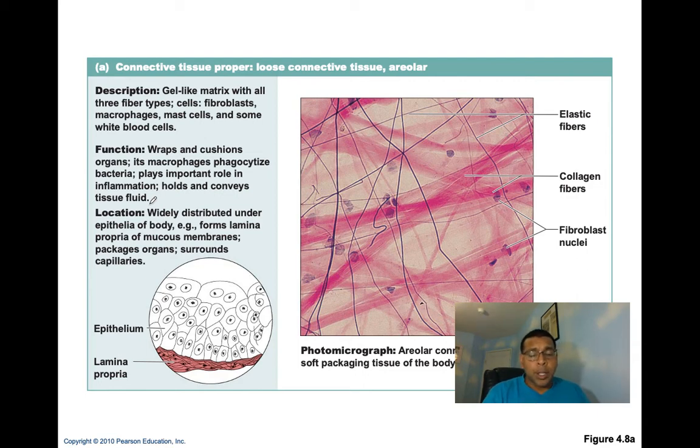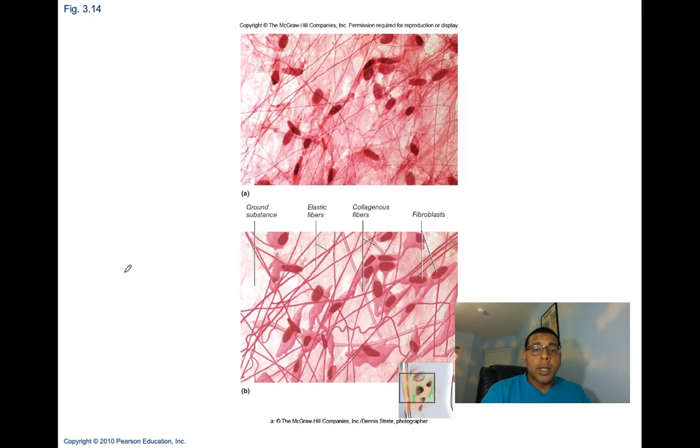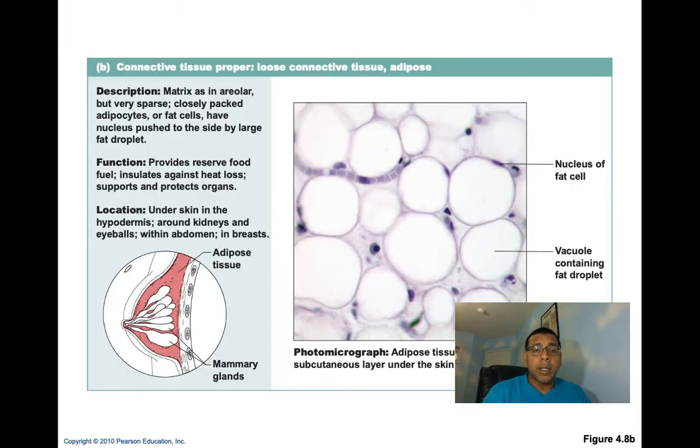Now, when we talk location, you'll see this type of tissue is going to be found widely distributed under the epithelia of our body. For example, it forms the lamina propria of our mucous membranes. It's also going to, as we described, package organs. And it surrounds capillaries. Next, then we can move over and check out more images there.